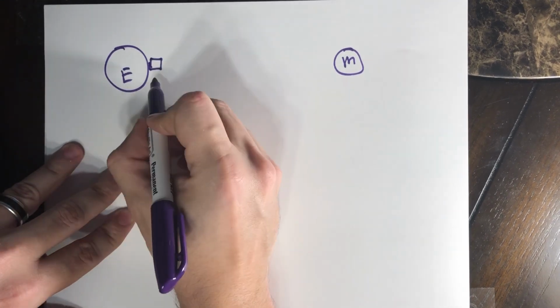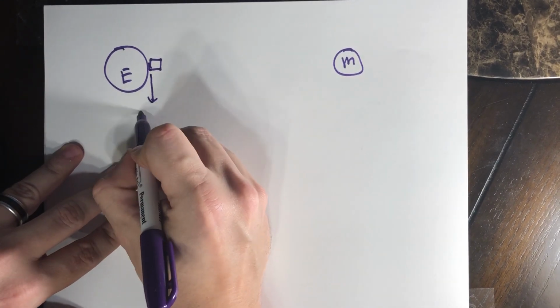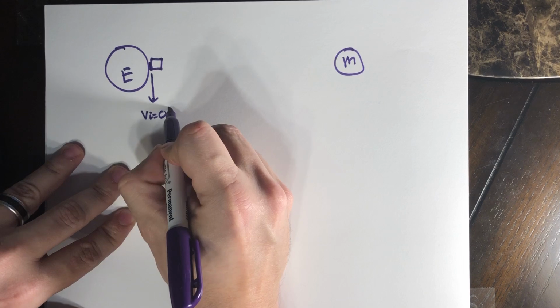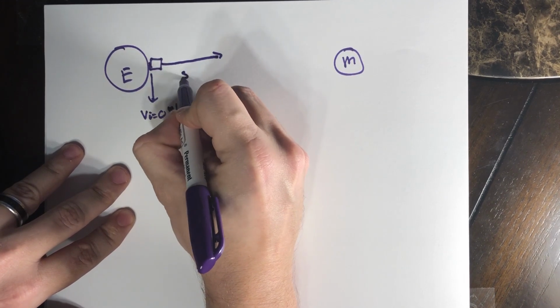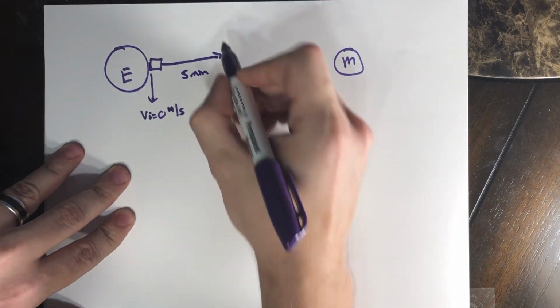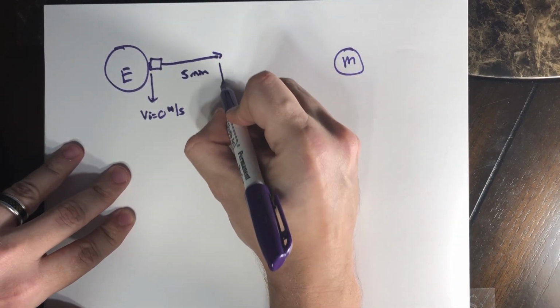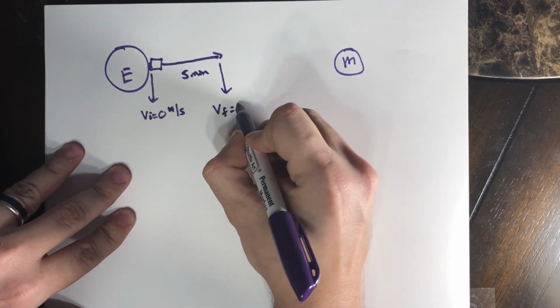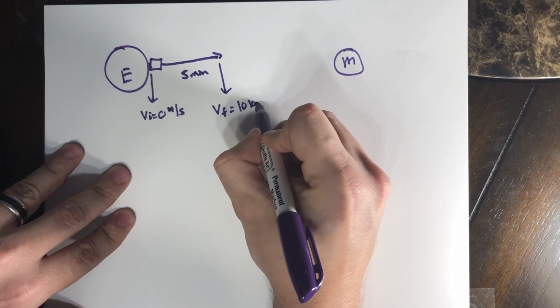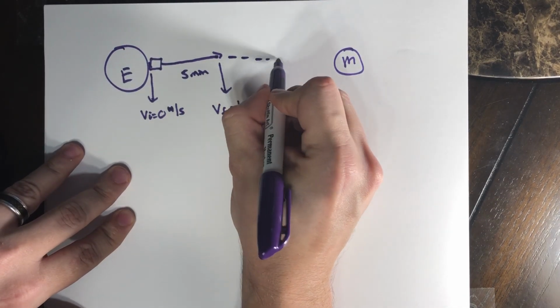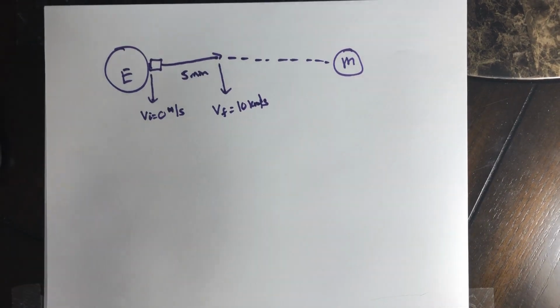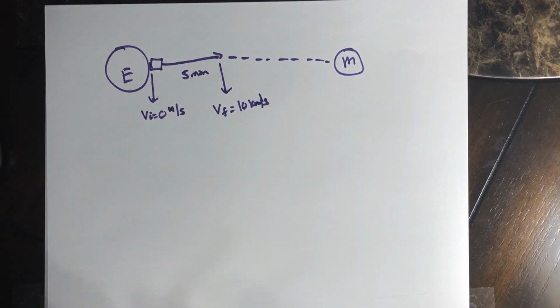And we know that the rocket starts not moving, so its initial velocity is 0 meters per second. And it's going to accelerate for 5 minutes to a velocity, which is going to be its final velocity, of 10 kilometers per second. And then it's going to keep at that velocity all the way till it gets to the moon. So the first part wants to know what its average acceleration is during these first 5 minutes.